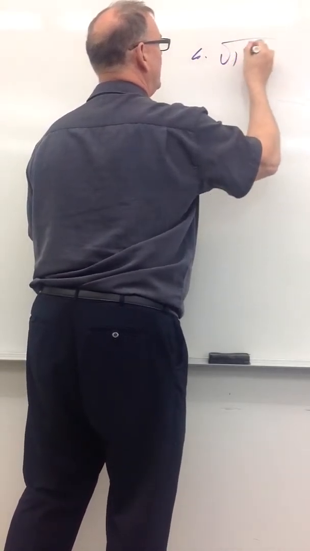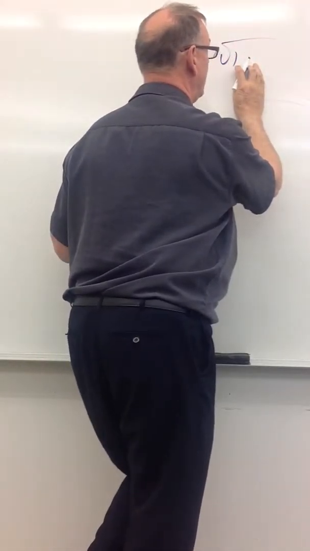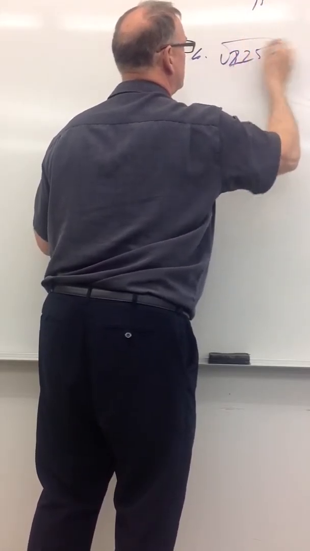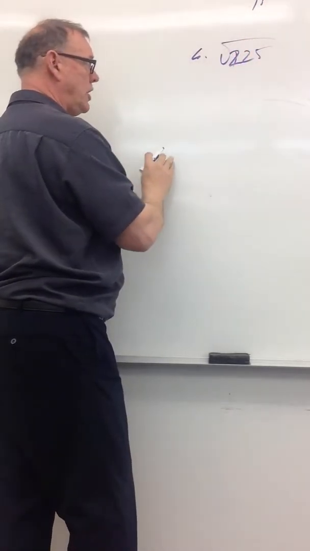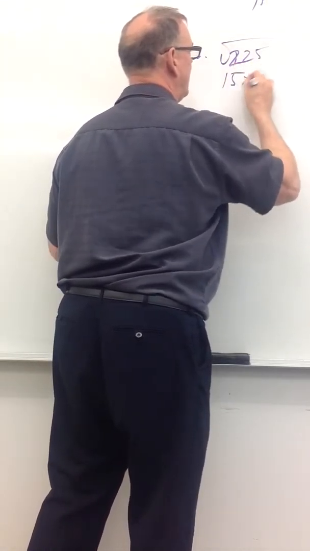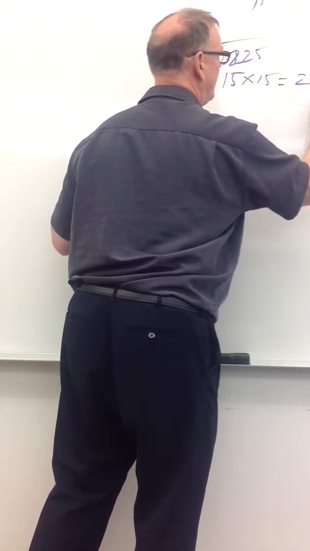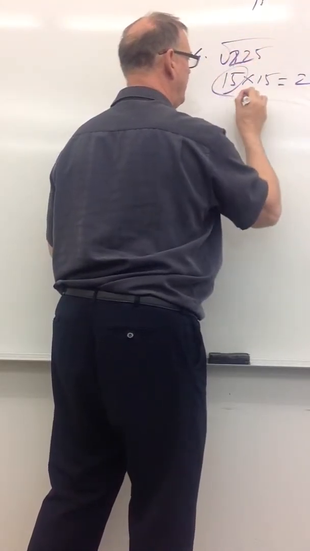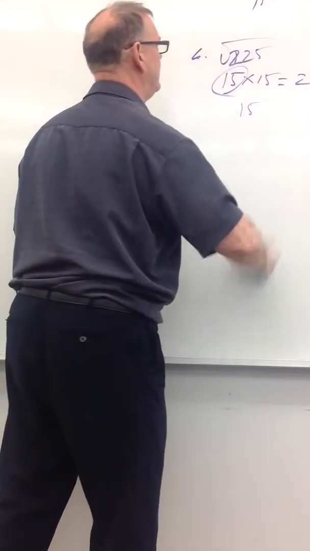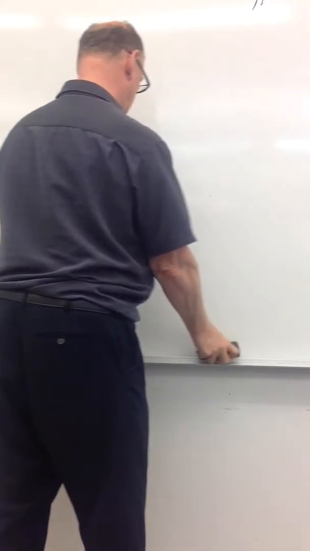Number 6 on the test. What's the square root of, let's say, 225? What two numbers multiplied by themselves give us 225? 15 times 15 is 225. The square root of 225 is 15. Yes? Okay.